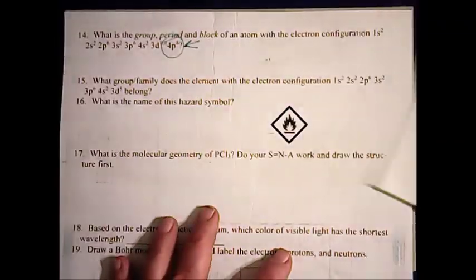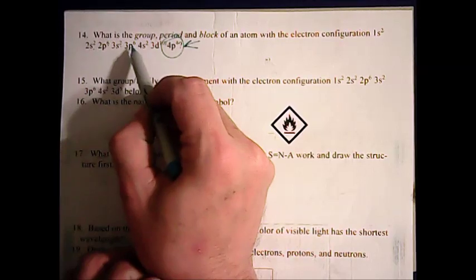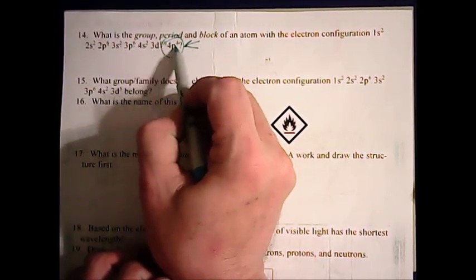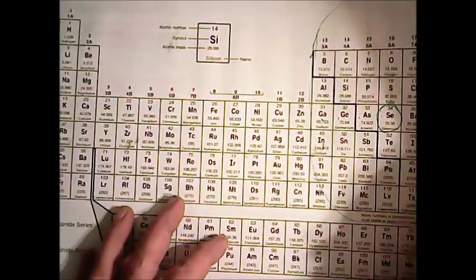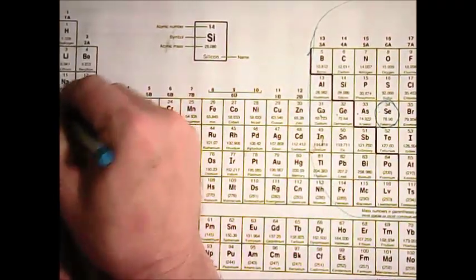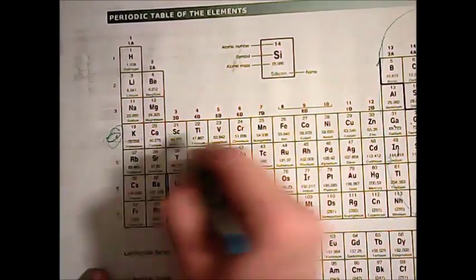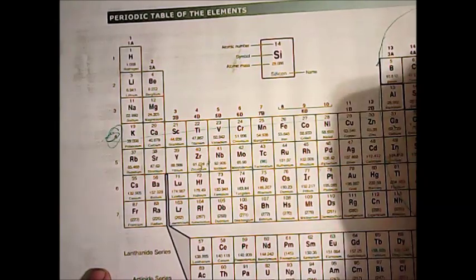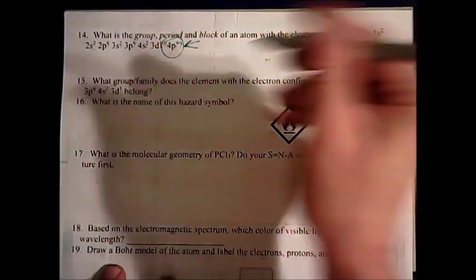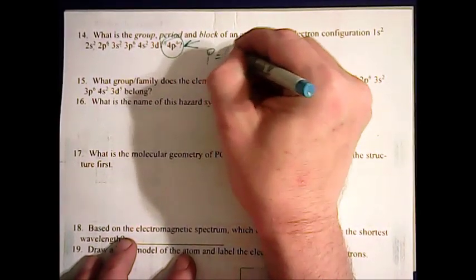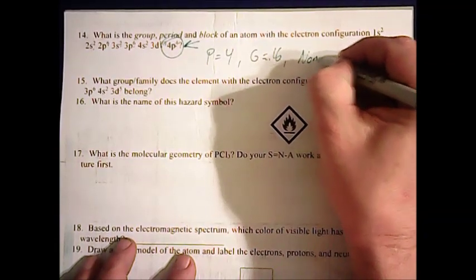So if we want to count electrons, we can do that. 2 plus 2 is 4, plus 6 is 10, 12, 18, 20, 30, 34, and if we look over here, it's 34. So what is the group, period, etc.? Well, the period is 4. Go across, and the group down here is 16, and this entire section right here is the nonmetals. So the period is equal to 4, the group is equal to 16, and it's a nonmetal.